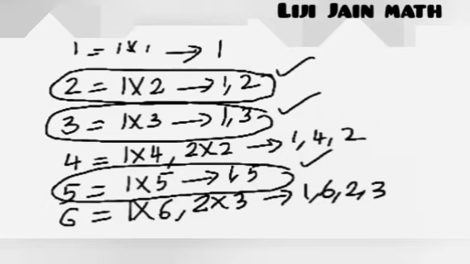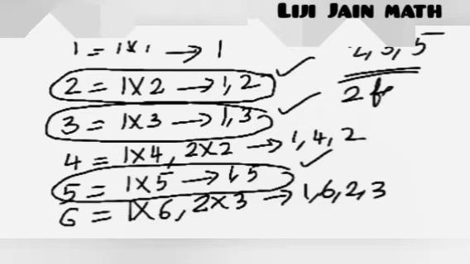Can you find any speciality among the numbers 2, 3 and 5, or regarding the factors of the given numbers? Please observe carefully. Can you find anything special among these numbers? Yes, all these numbers have 2 factors, isn't it?